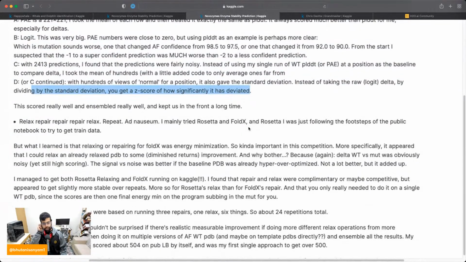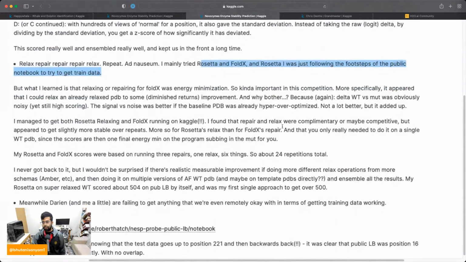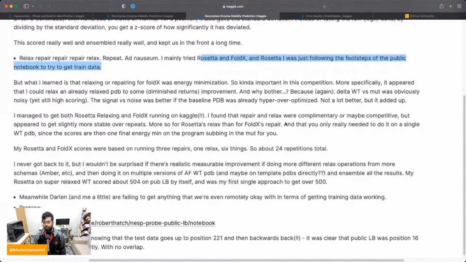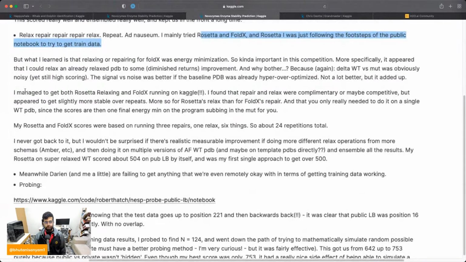They say they had tried Rosetta and Foldex. For that, they were mainly using the public notebooks, and they managed to get both Rosetta and Foldex running on Kaggle. They found that repair and relax were complementary and maybe competitive, but it appeared to get slightly more stable over repeats.